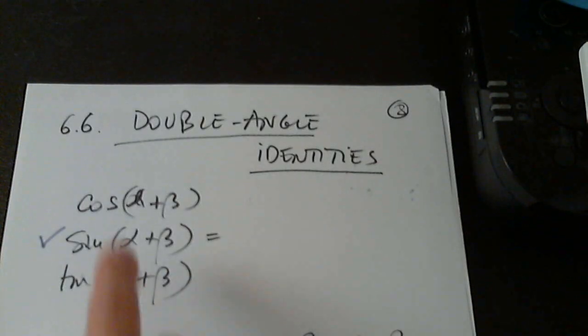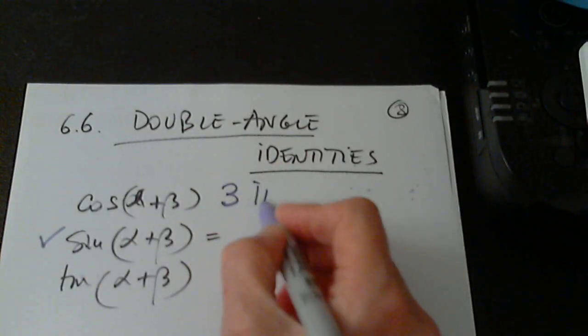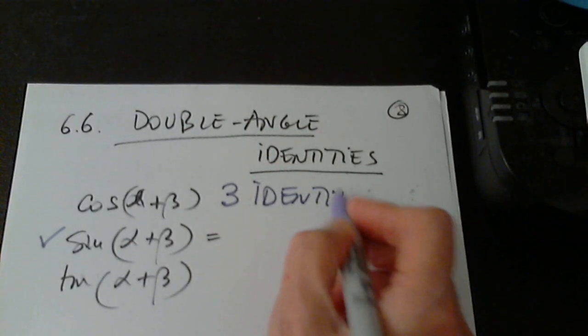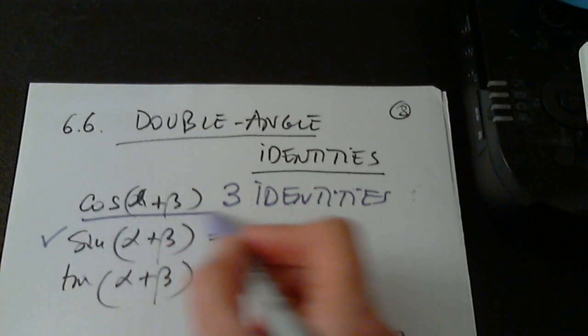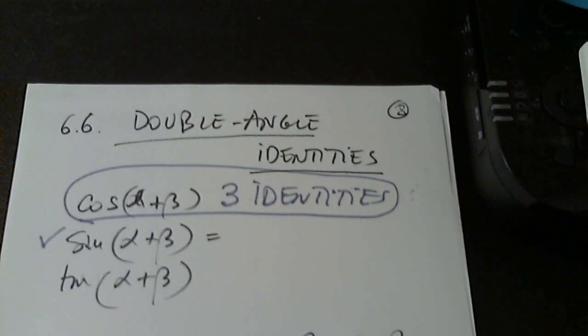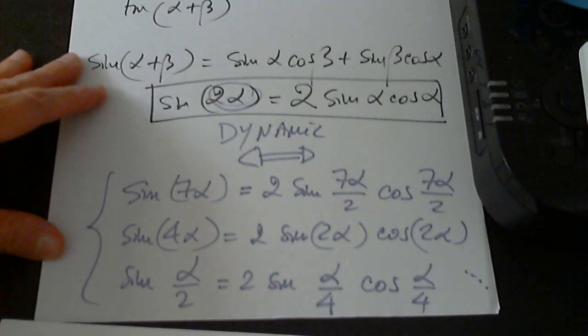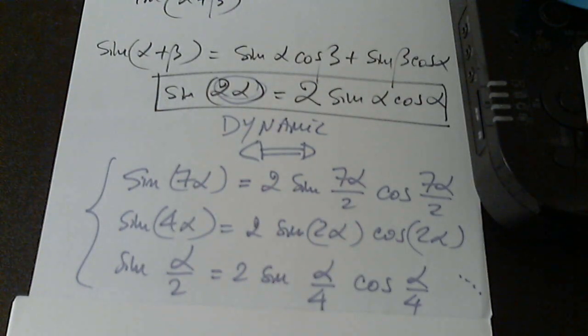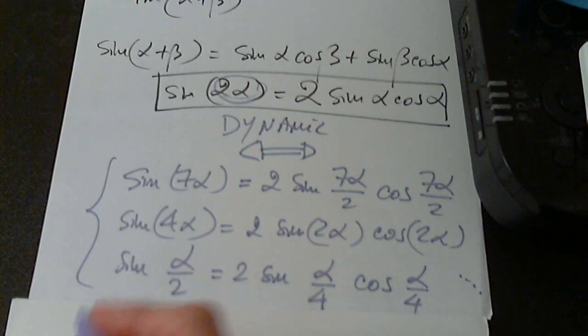Now, let's look at cosine, because this one has 3 identities. Just this one. Very simple, though. And here's how we start. We start with the same. Stop me if you have questions, please.